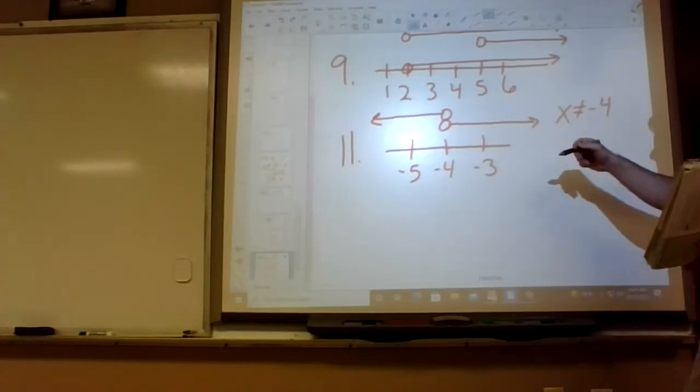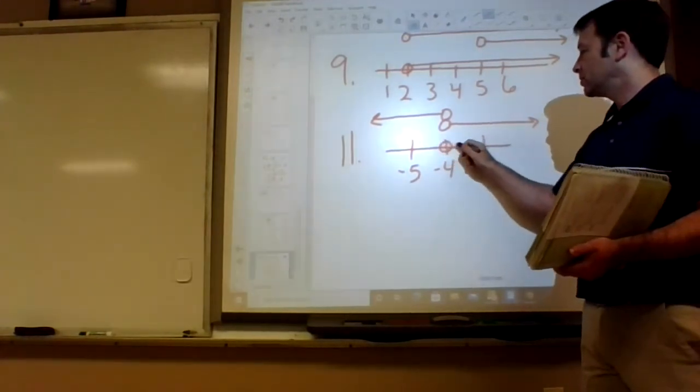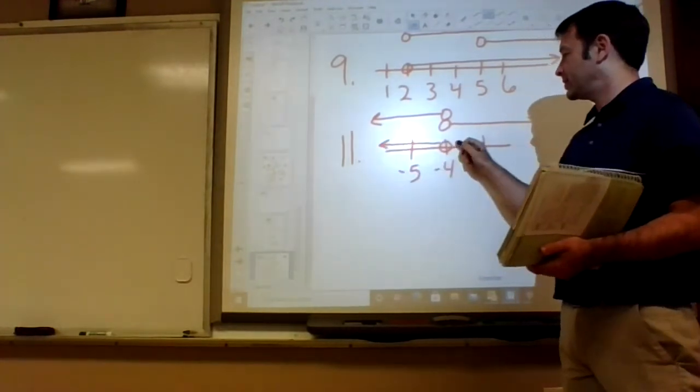You guys remember what that graph looks like? Yeah, one open circle. Open circle at -4 and everything else is covered.